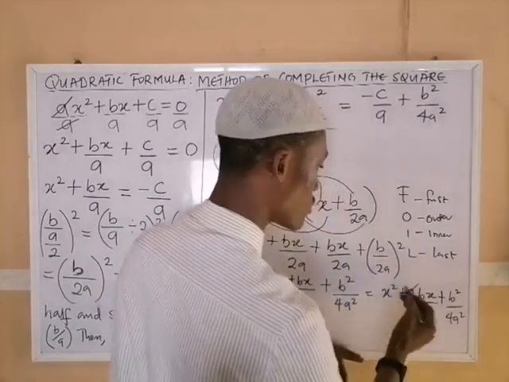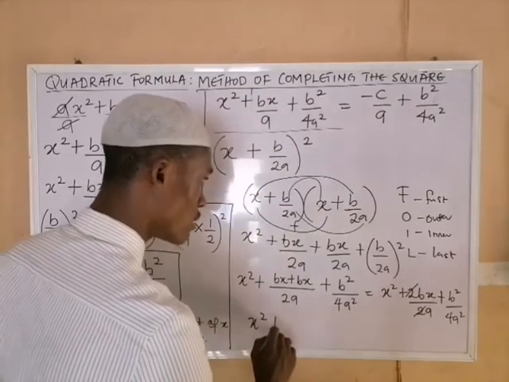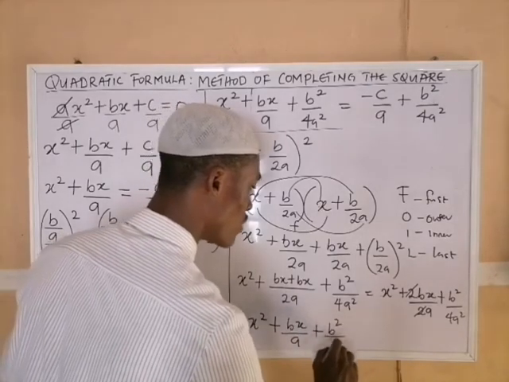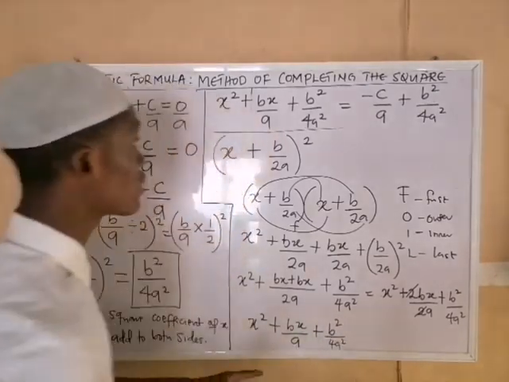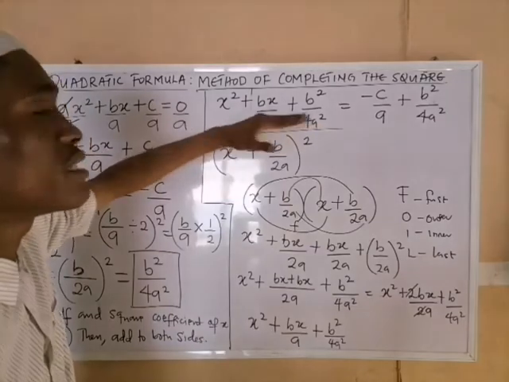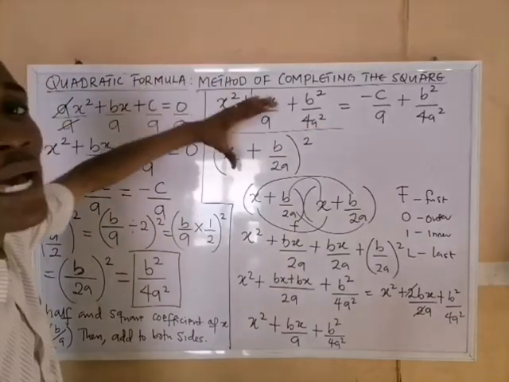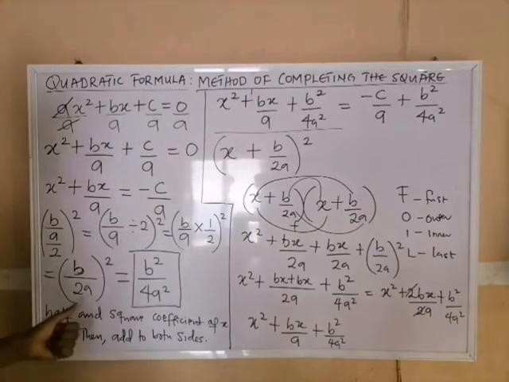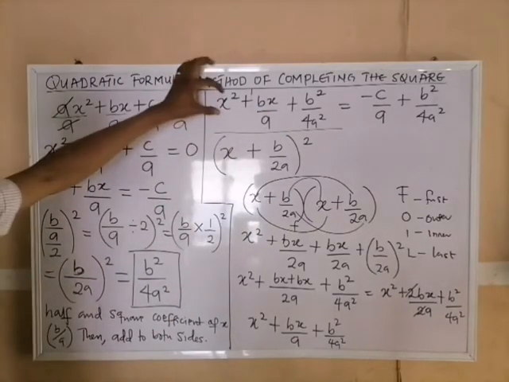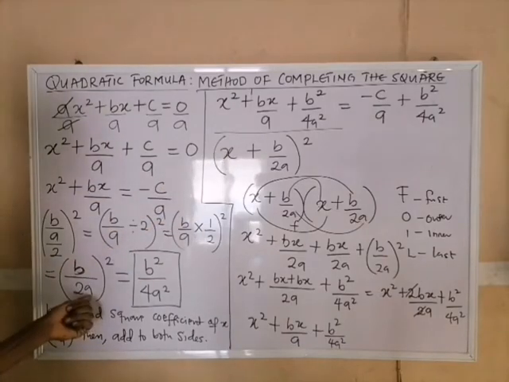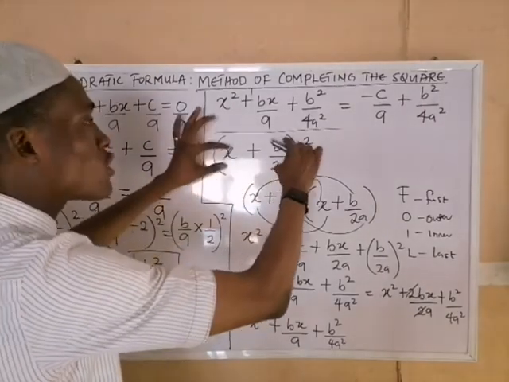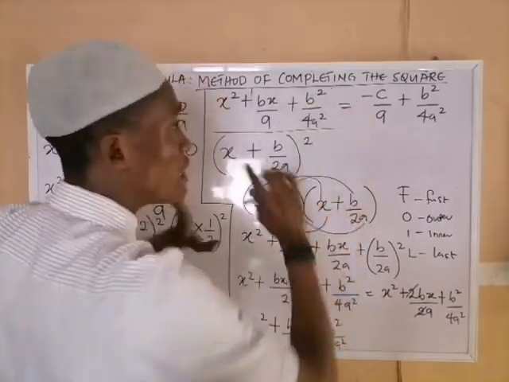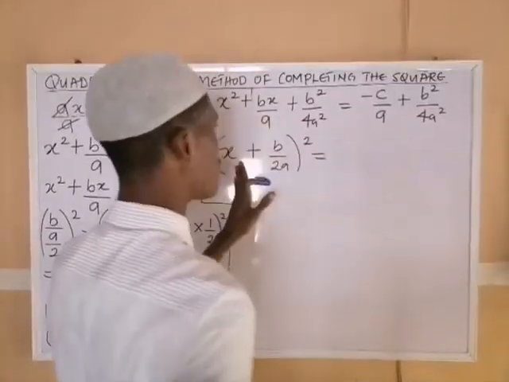So these two can cancel these two. So I have x squared plus bx over a plus b squared over 4a squared. So you can see that this is the same thing as this. The trick is, if you are able to half the coefficient of x before squaring it, just pick the x plus the half value, then take the square. It is automatically going to be the same as what you have here. So you have this term equal to this term.